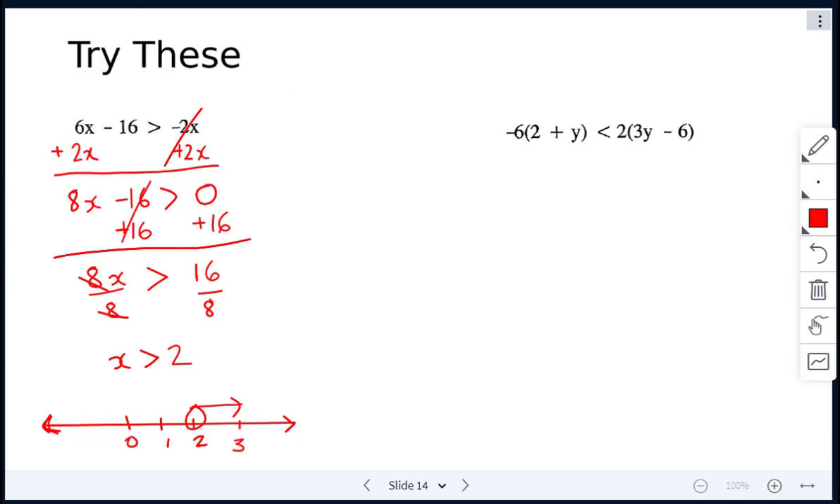All right, so our second equation, we do have this multiplier outside of the brackets. So this negative 6 has to multiply with everything inside the bracket. So it's negative 6 times 2, negative 6 times that positive y. So that gives me negative 12 minus 6y, and it's less than.